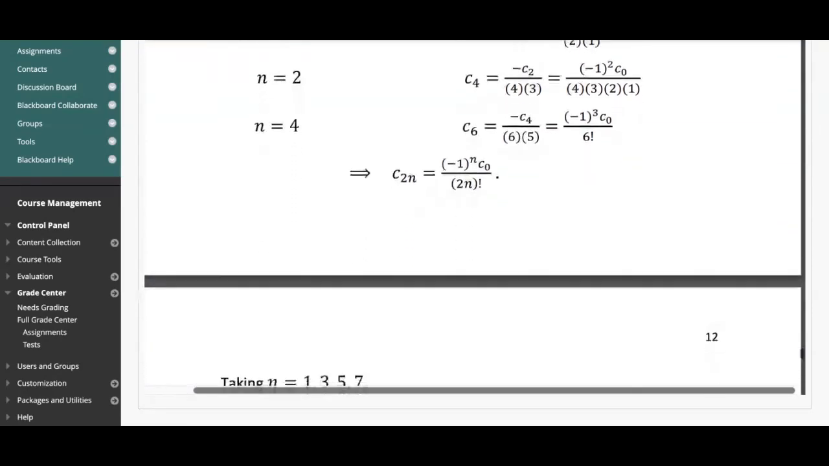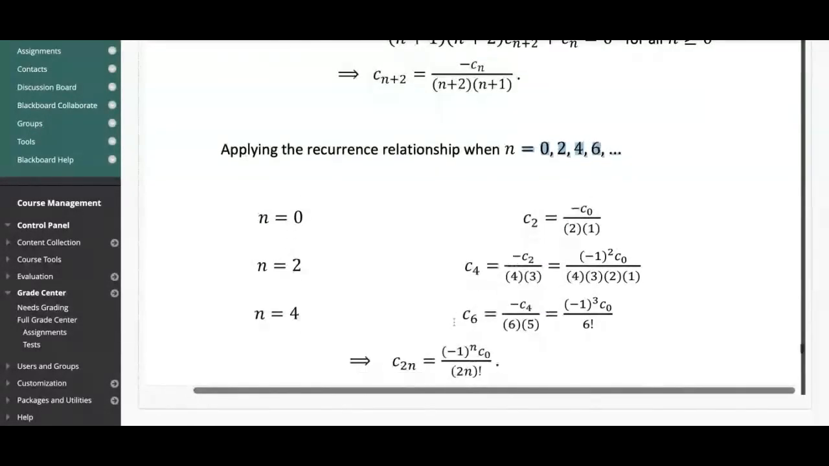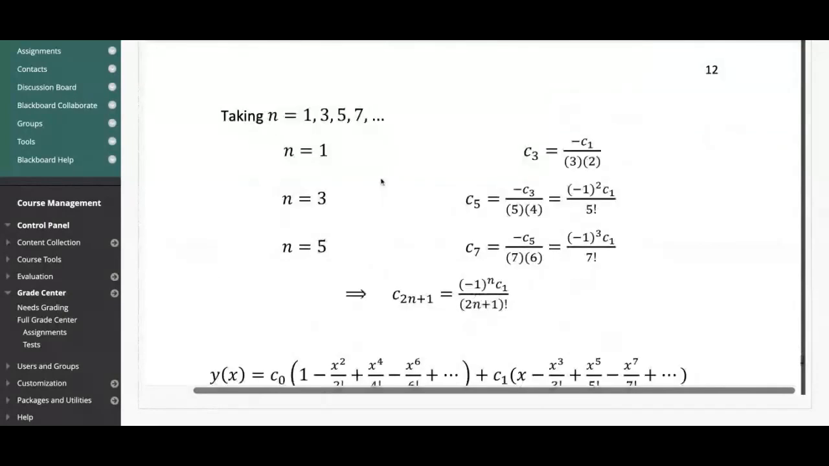Now, okay, so that's for n to be even numbers. What if n is odd numbers? Let's try n equals some odd numbers. Then C3, we will get this. C5, we will get this. C7, we get this, right?